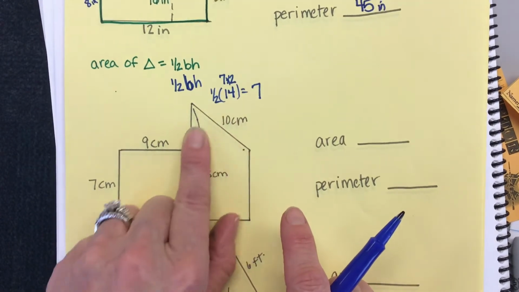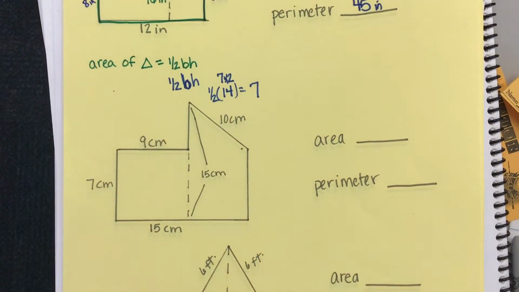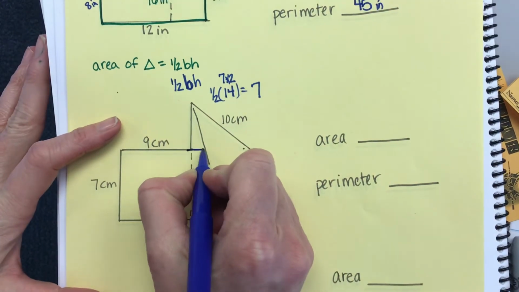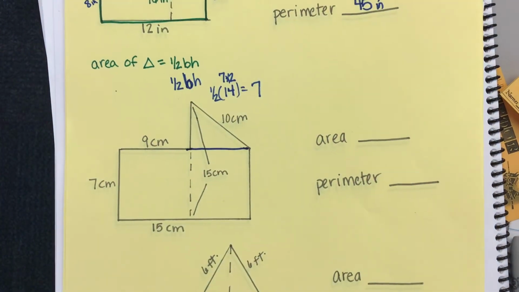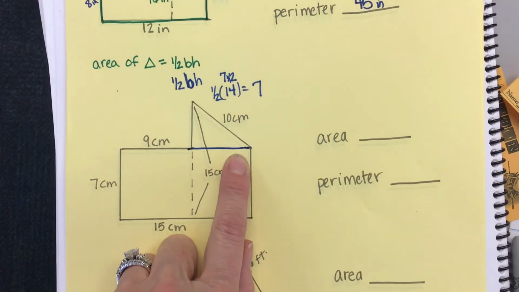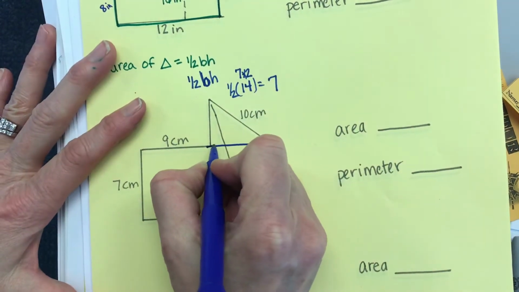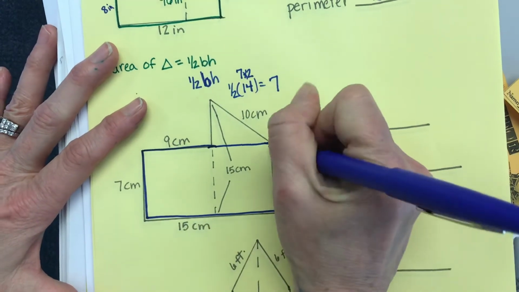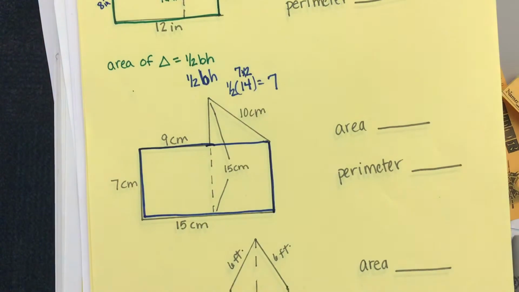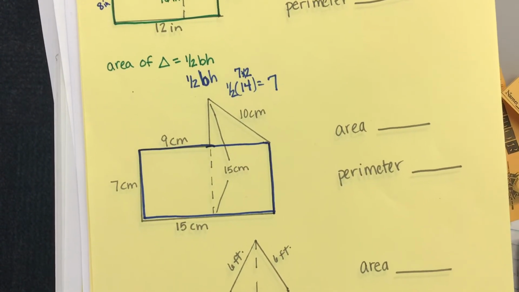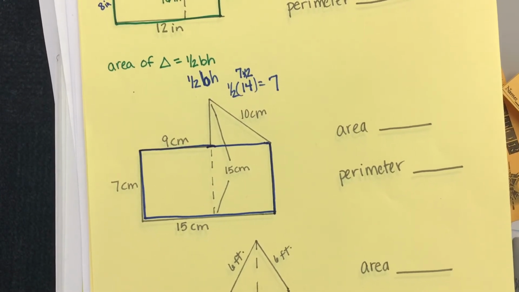Okay, so now let's look at this one. Where will I divide this one so that I have a rectangle and a triangle? Will. The line next to the 9. Yep, just like this. Now I have a rectangle and a triangle. Okay, I'm going to go ahead and trace my entire rectangle in blue. Okay, what are the dimensions of my rectangle? Cordelia, what are the dimensions of the rectangle?